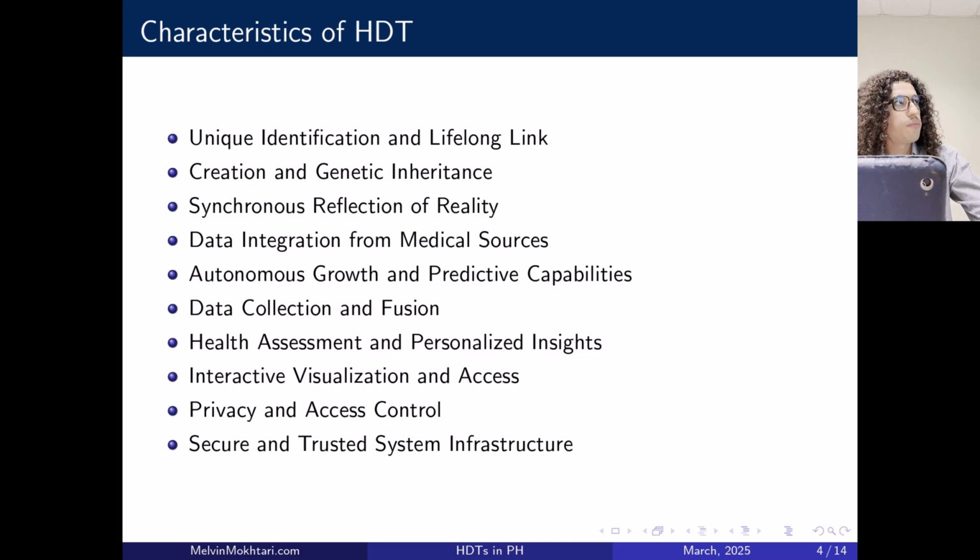Privacy and access control. I think we left out the interactive visualization. This is also an interesting topic to talk about, the visualization. Well, authorized people like doctors, physicians, and even you, can log in and see how your HDT is acting right now. So techniques like virtual reality and augmented reality can also be incorporated in showing a 3D model of you and your health status in real time, which I think is really cool and interesting.